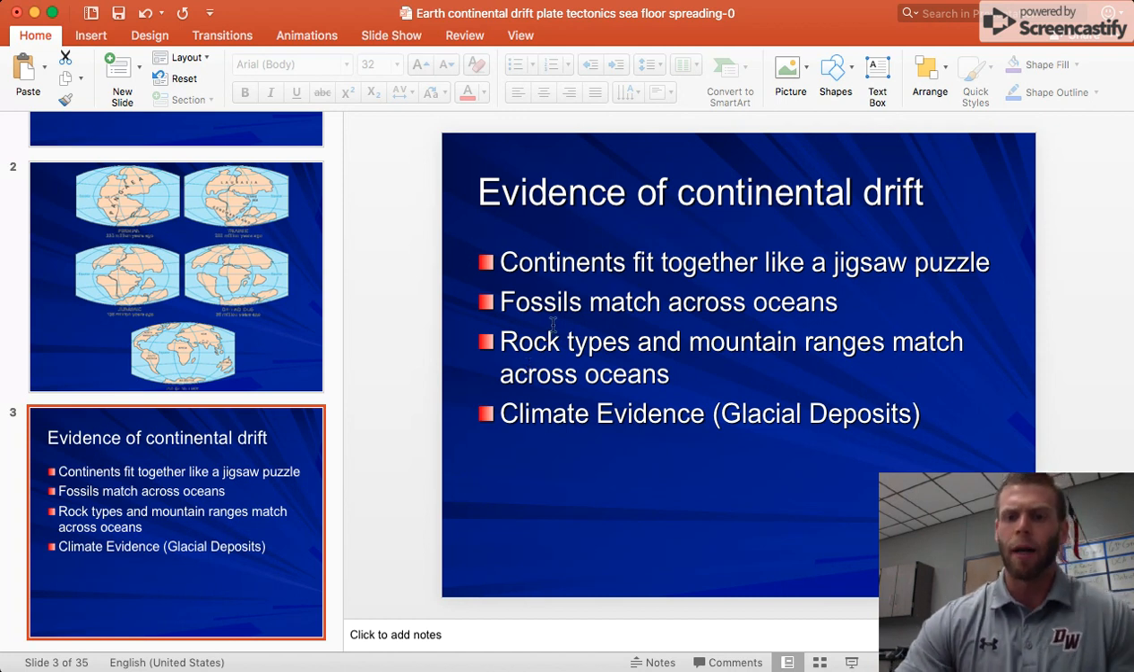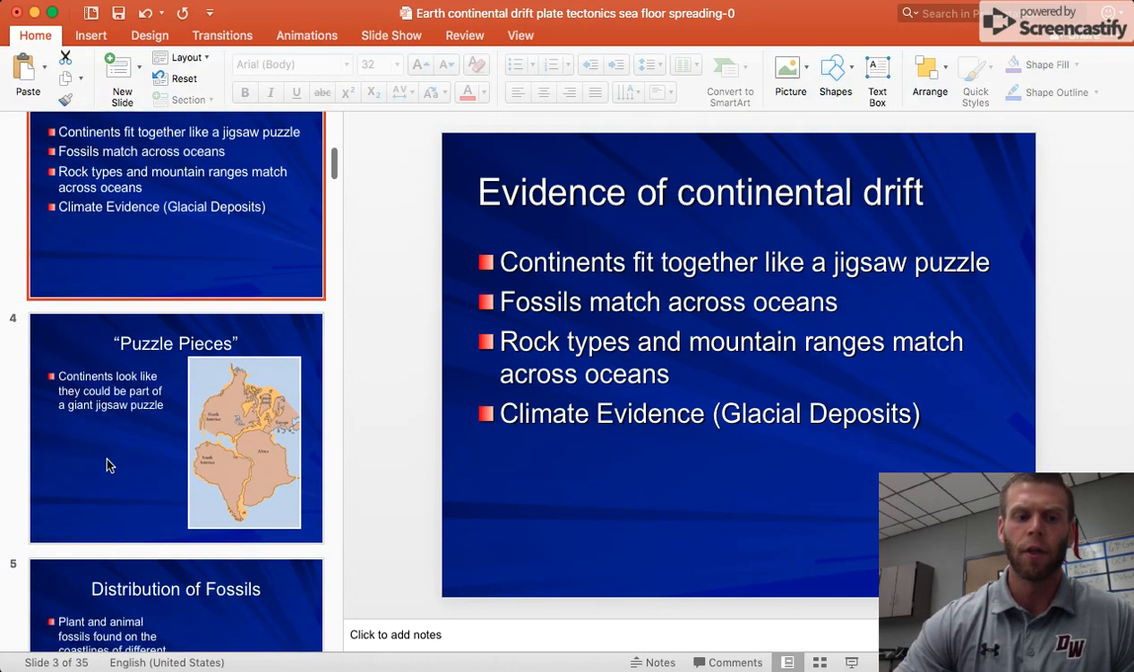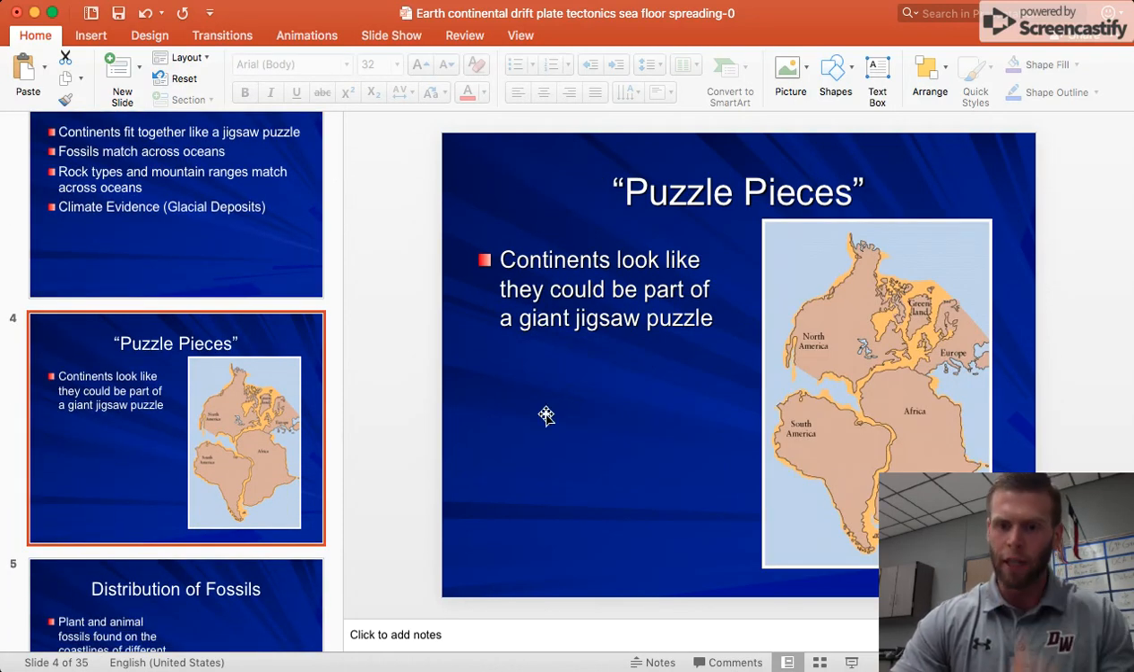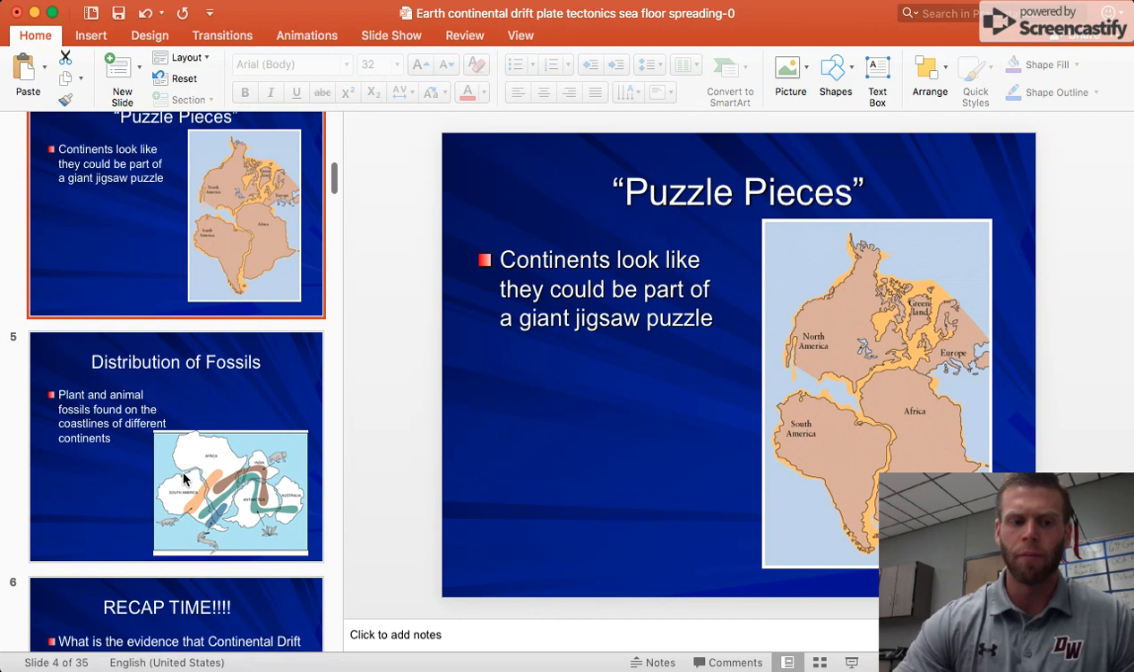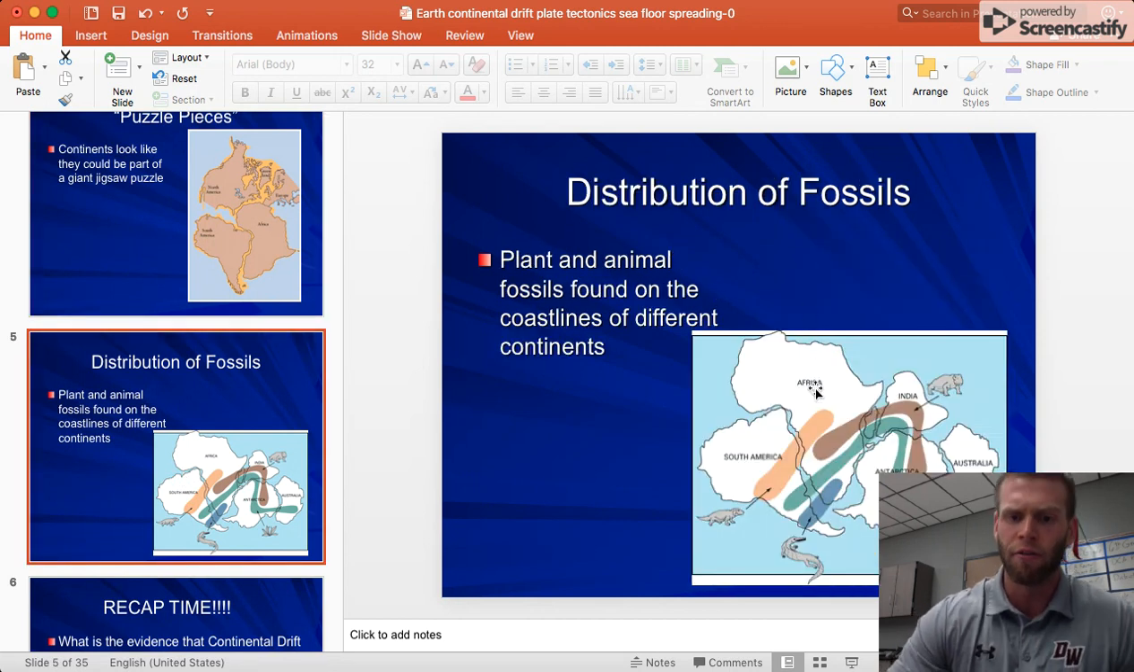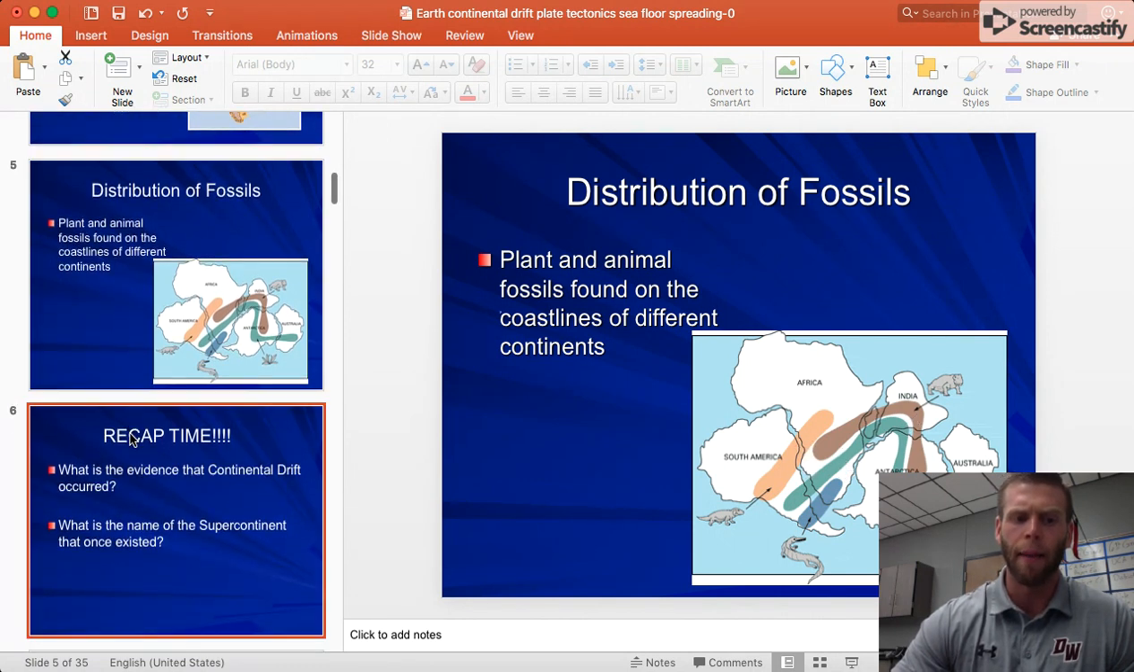Rock types and mountain ranges match across the oceans, and there is also climate evidence from glacial deposits. So if you see here, it all fits together perfectly like a puzzle. That's another big part of the evidence. And then we have the distribution of fossils. We found fossils in South America and Africa in the same exact areas, and in Antarctica and Africa. So all of these different areas, we found fossil evidence to help support that.